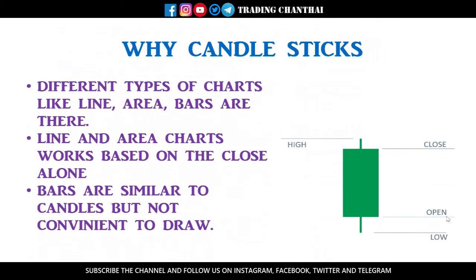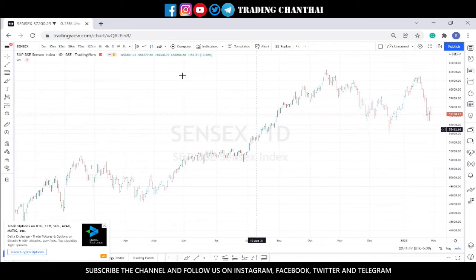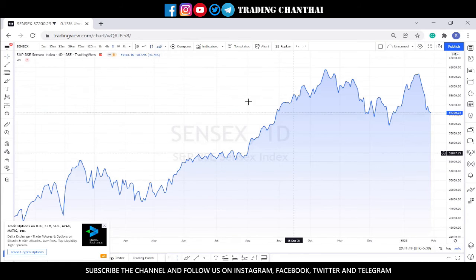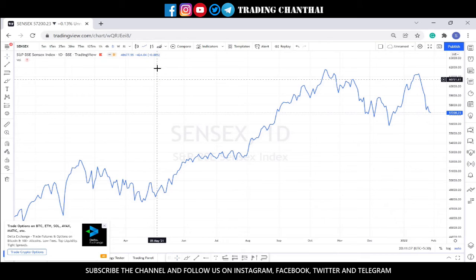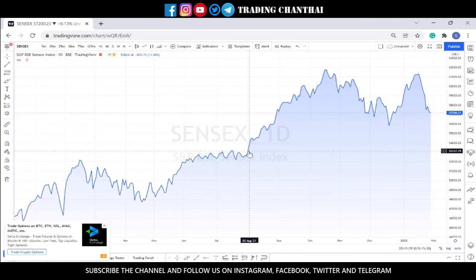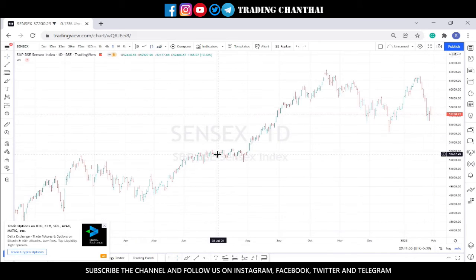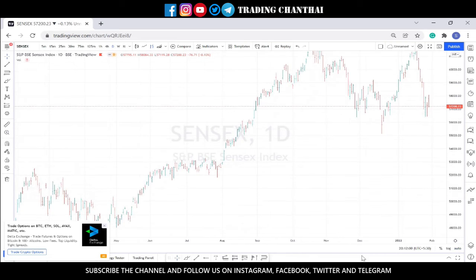Why candlesticks? Because there are different types of charts available. This is a bar chart, this is called an area chart, and this is called a line chart. The line chart and area chart are based on the close. This is a Sensex chart in a daily time frame, so they plot the daily close of Sensex and join them with a line. The bar chart gives us more details, like we'll show in a zoomed way.